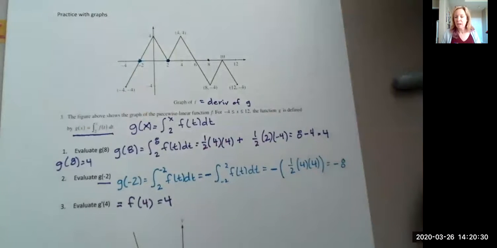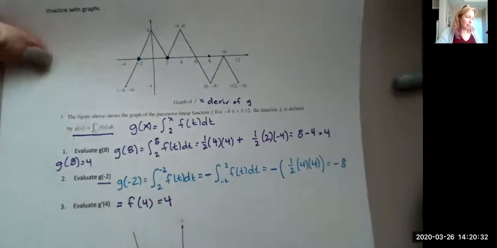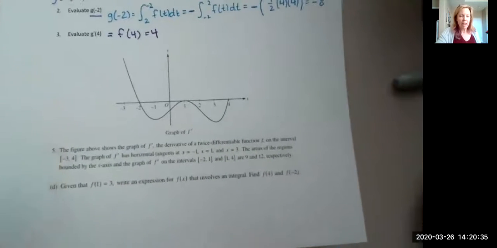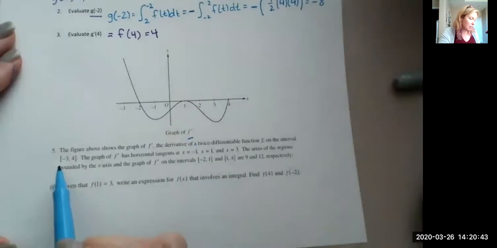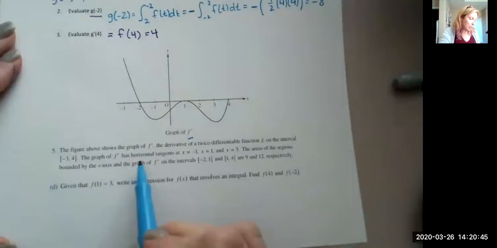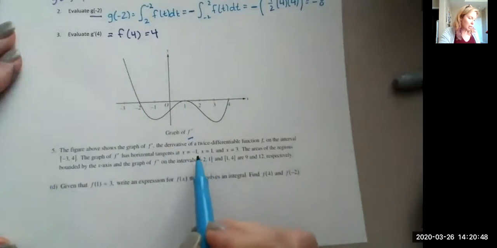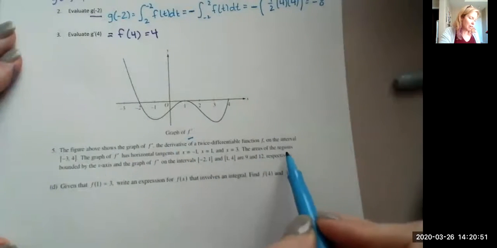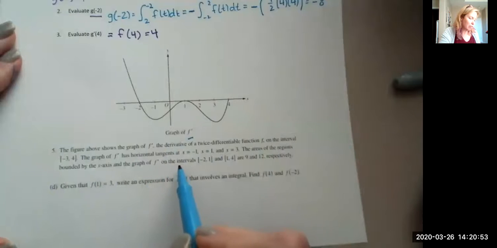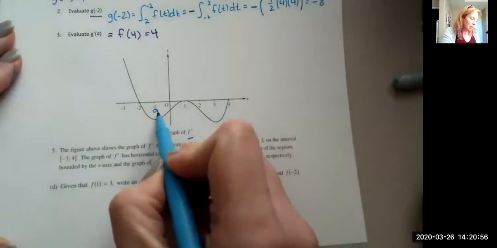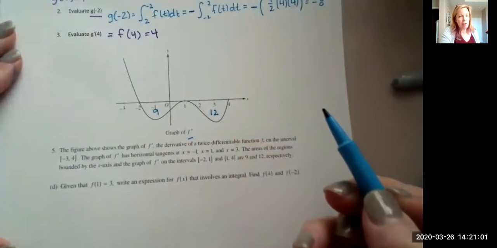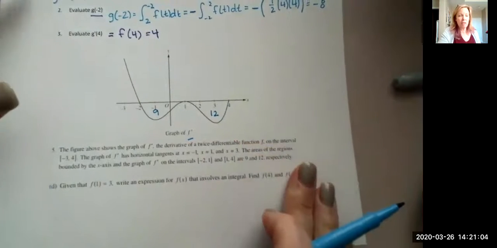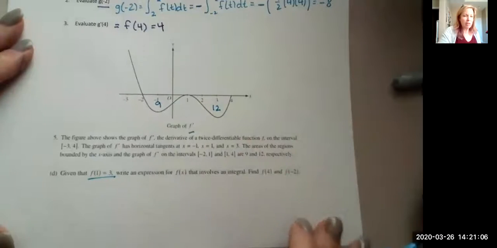Okay, so if we jump down then to the next set of problems, I have this little curvy graph. It tells me this is the graph of f prime, a twice differentiable function on the interval from -3 to 4. The graph of f prime has horizontal tangents at -1, 1, and 3, which we don't need for this. The areas of the regions bounded by the x-axis and the graph of f prime are 9 and 12 respectively. Now they are below the x-axis, so we have to take that into account when we're evaluating these. Now it says given that f of 1 equals 3.